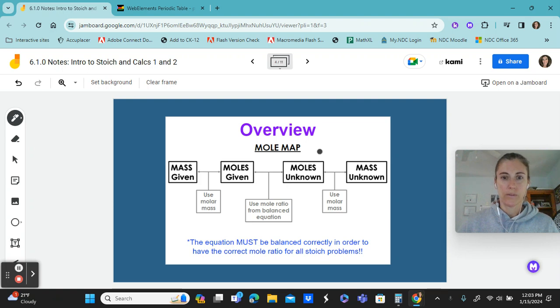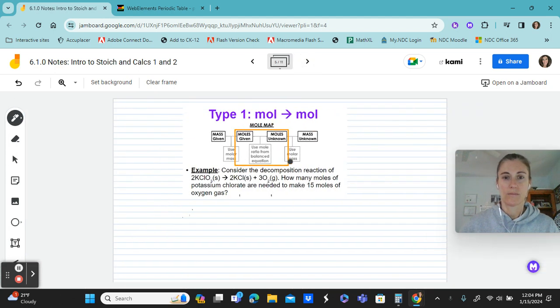All right, overview. This is our mole map. This is the whole thing of all of our equations or calculations. We're going to do 2 out of 4 today. We are going to do moles to moles, which is the simplest and the shortest. It's a 1 step, and this step is in every single stoich problem. And then we're going to add on mass to our second type of calculation. This one is right here, this little piece. This is what we're going to use for now.